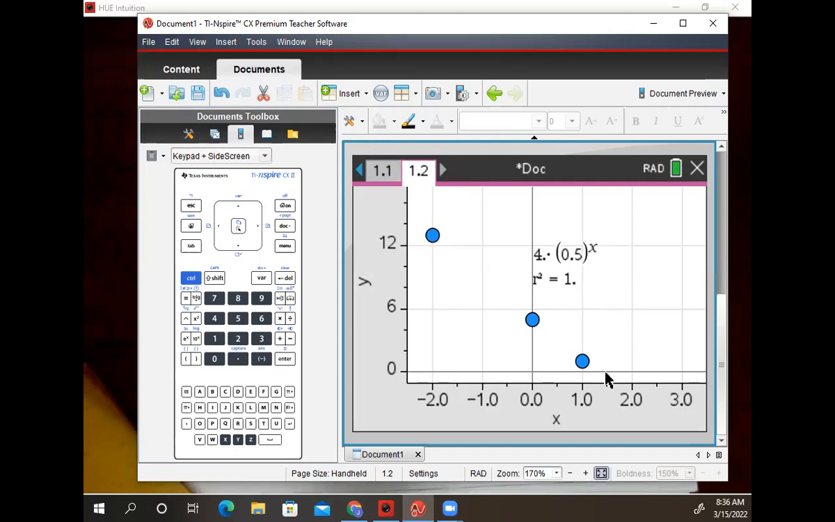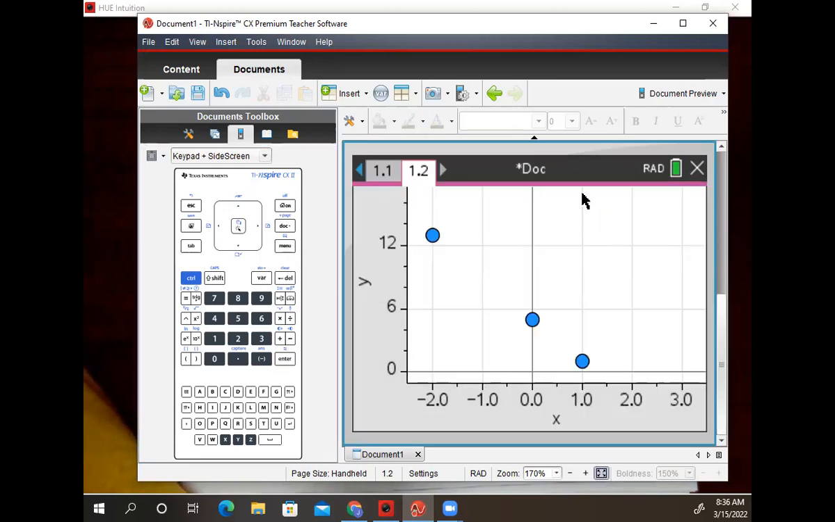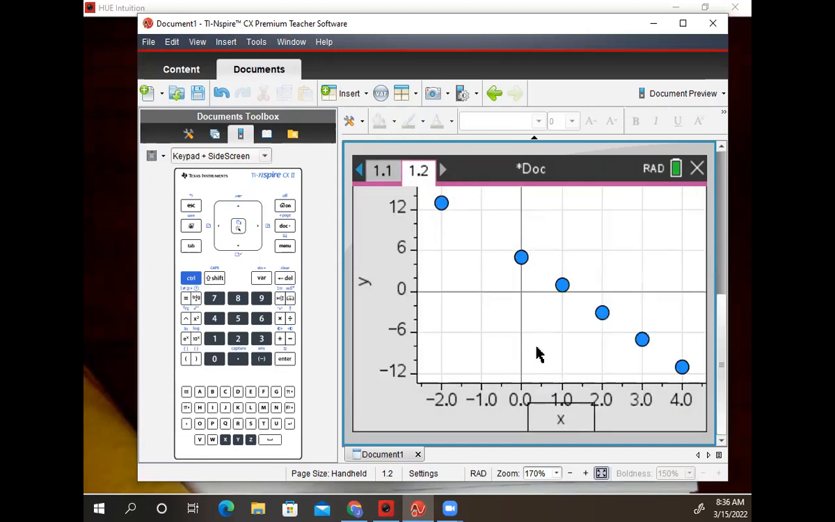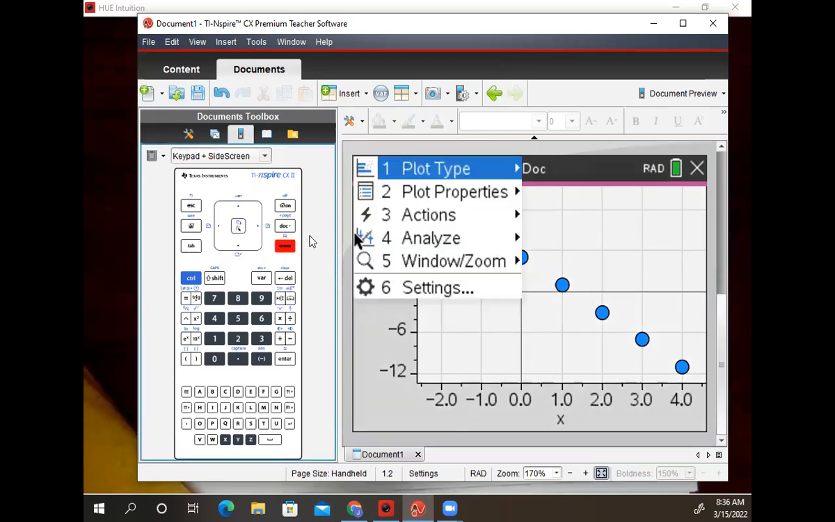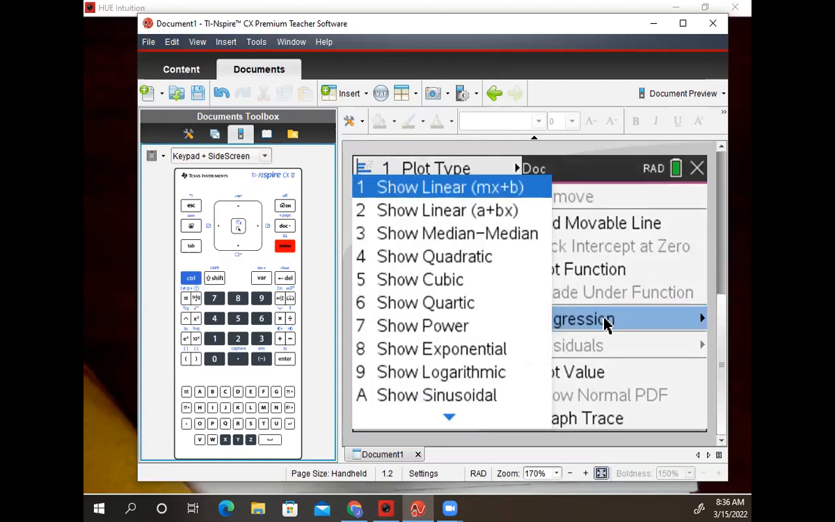And this isn't even showing me that exponential curve anymore. So I'm going to go ahead and hit menu, analyze, hide that exponential. And then I'm going to reassign my x variable again so I can see a little bit better picture of my data. And this looks pretty linear, so I'm going to go ahead and hit the menu key, go down to analyze and regression. And this time I want it to show me a linear regression.